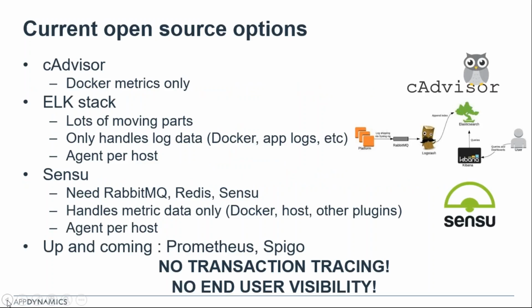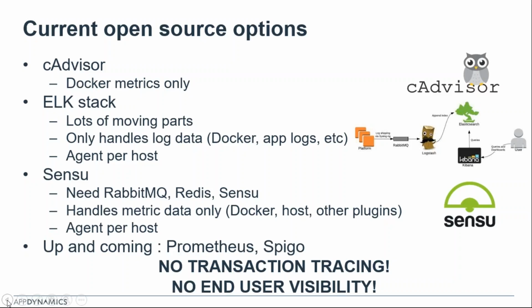So let me start with how people are, like, almost 23% of you said that you're using open source options, pretty much in line with the customers that I have been talking with. So there are some tools that people are using, open source options, cAdvisor being one of the key ones that I have heard, more focused around Docker. And then we have the ELK stack, that a lot of people are using, but there are lots of moving parts there, and it's more reactive in nature, in that it only handles log data. So things happen and get logged, and based on the log data, you get to figure out what's going on, which is more after some problem happens or slowdown happens or failure happens.